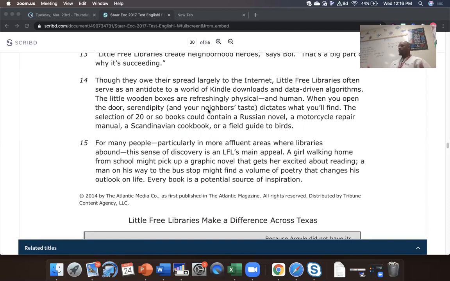That makes sense? Because if you look at the sentences after that, the selection of 20 or so books could contain a Russian novel, a motorcycle repair manual, a Scandinavian cookbook, or a field guide to birds. Like you don't know what you're gonna get. Think Forrest Gump. Life's like a box of chocolates. You never know what you're gonna get.